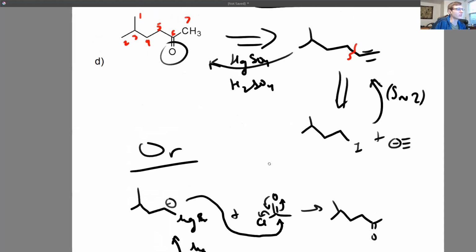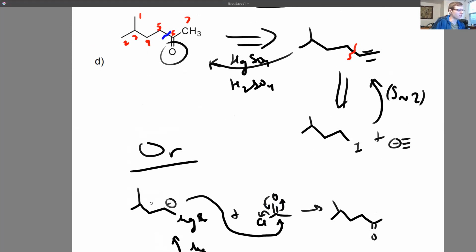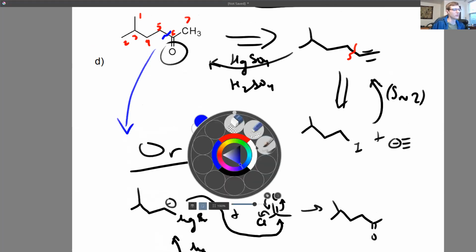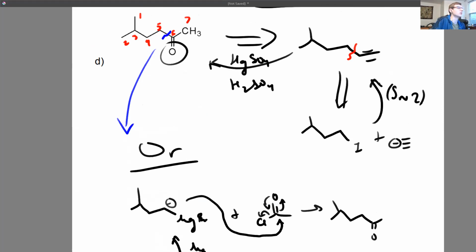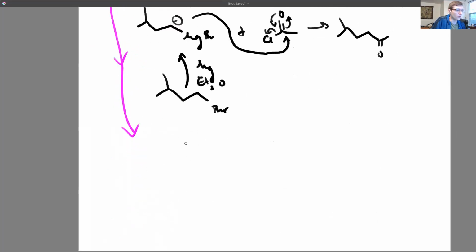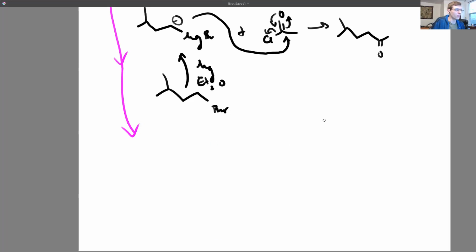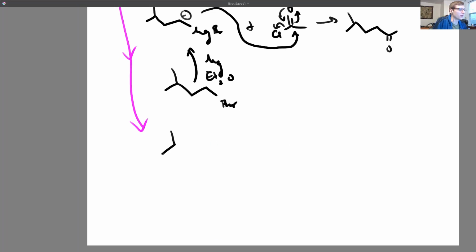That's if we broke this bond. Let's do different colors. So if we break this bond, then we could do it this way. If we break another bond, in another color, pink, my favorite, we could do this too. And if we want to do it this way, we could do it this way too. So here we go.